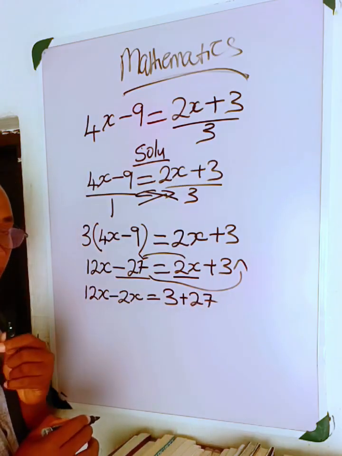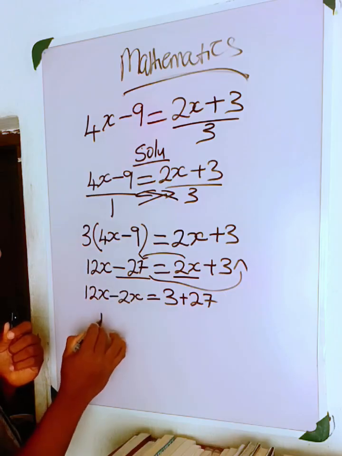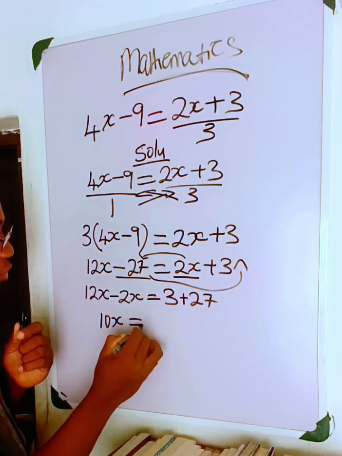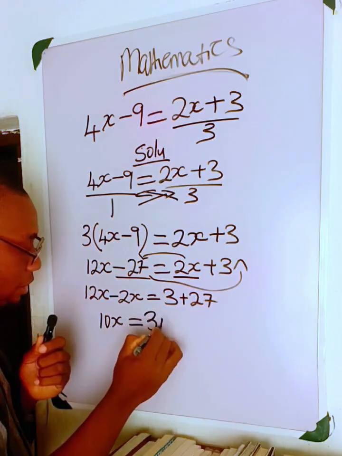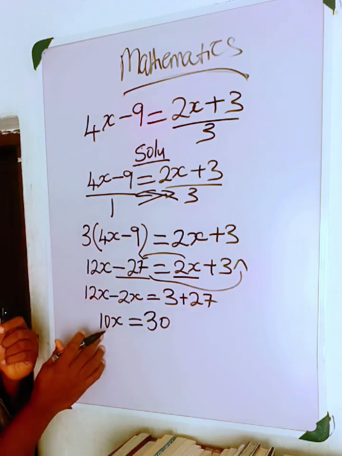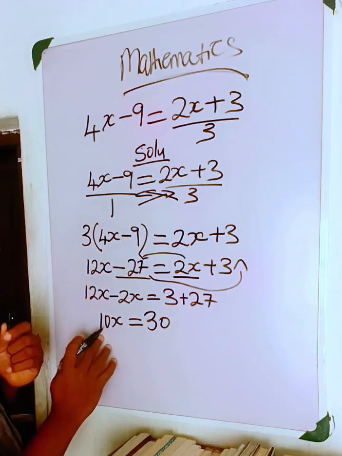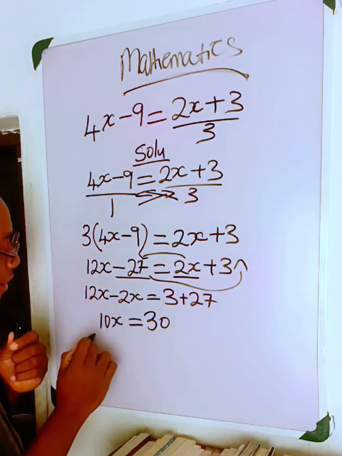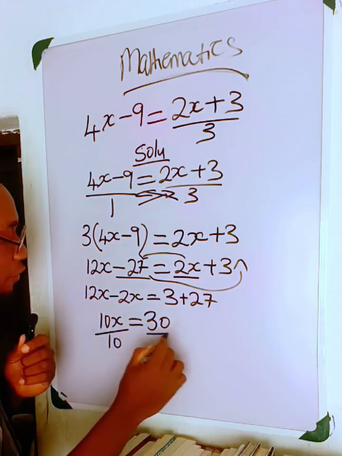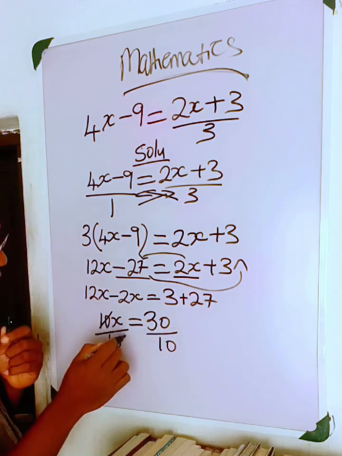Are you following? All right. 12x minus 2x gives you 10x equals 3 plus 27, which is 30. Are you following? We are looking for the value of x and not 10x. So there is a coefficient of x which is 10. For us to make x the subject of the formula, we divide both sides by the coefficient of x, which is 10. Are you following? 10 cancels 10, right?